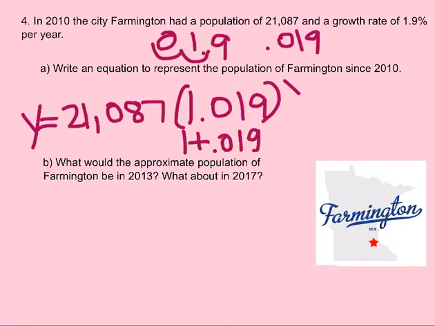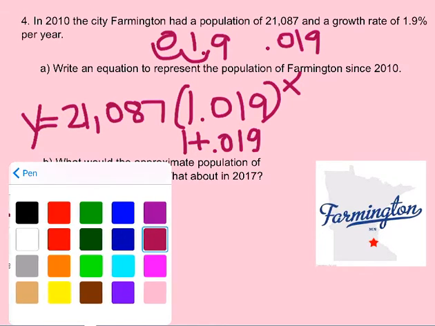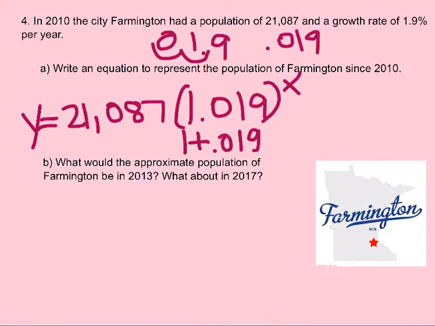So then it wants us to figure out what the population would be in 2013 and in 2017. So we need to go through and change that exponent. So we need to figure out how many years passed between 2010 and 2013. Well, that's just going to be 3 years. So for 2013, we're just going to use an exponent of 3.